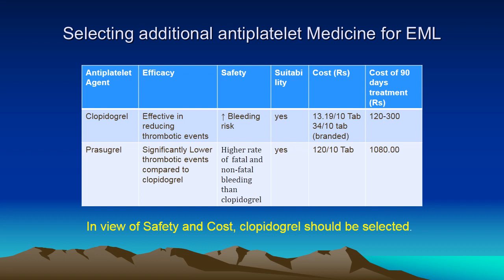The cost of clopidogrel branded is about 13 rupees per 10 tablets. Therefore, the cost of 90 days treatment, which is considered to be standard care, would be rupees 120 to 300. However, if you choose prasugrel, then the cost will be over 1000 rupees for 90 days treatment. Now, in this scenario, by compromising a little efficacy, we are enhancing the safety of the patient, and therefore I prefer choosing clopidogrel in place of prasugrel at the primary health center.